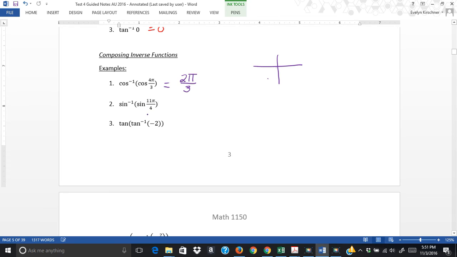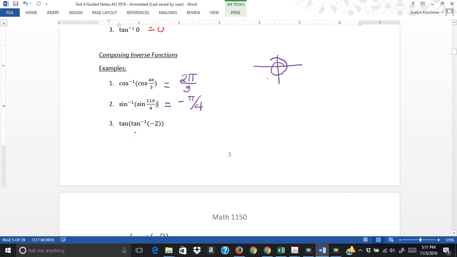11 pi over 4 is in the second quadrant. Remember, I'm going around, that's 8 pi over 4, and then 11 would be here. And so it's in the second quadrant, and it's negative, but remember, inverse sine is only defined in these two quadrants, so the negative one would be negative pi over 4. So you have to be careful, it's not always the same thing.